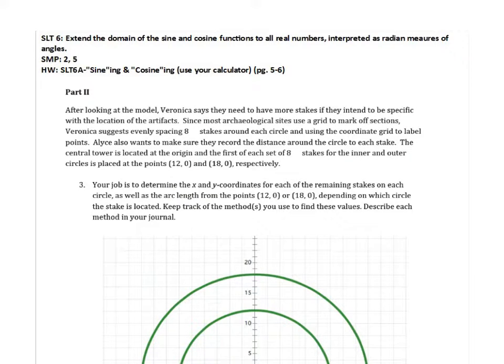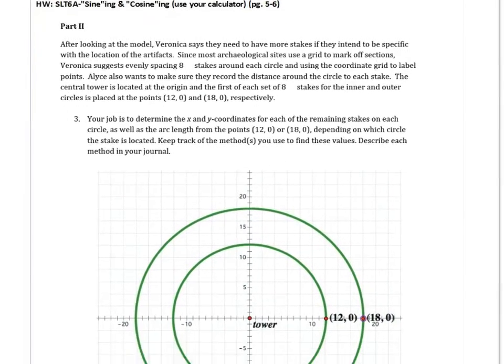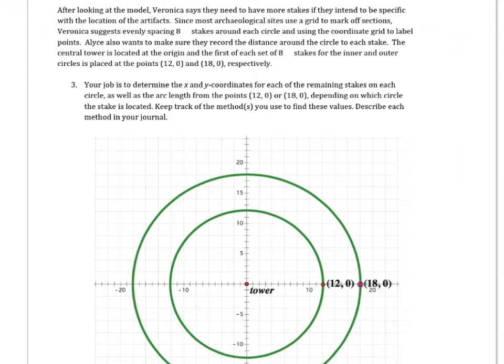Okay, turn the page. After looking at the model, Veronica says they need to have more stakes if they intend to be specific with the location of the artifacts. Since most archaeological sites use a grid to mark off sections, Veronica suggests evenly placing 8 stakes around the circle and using the coordinate grid to label those points. Alice wants to make sure that they record the distance around the circle to each stake.